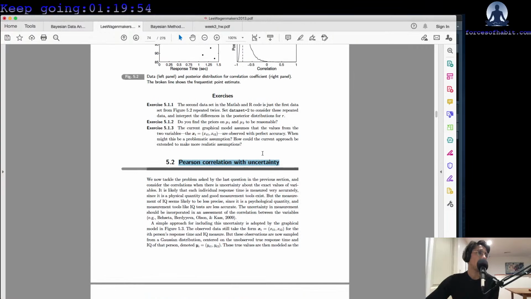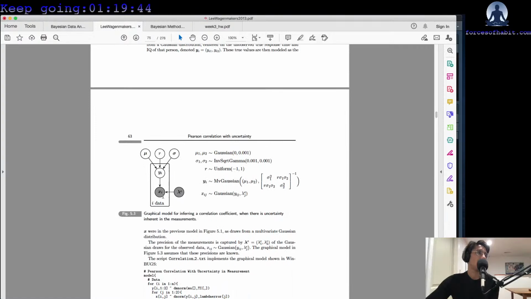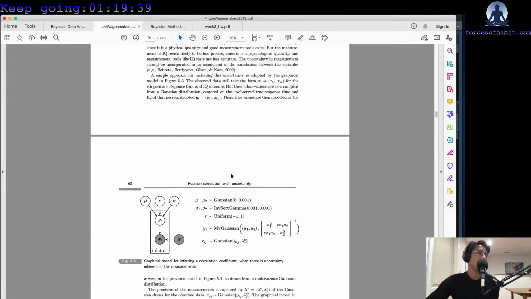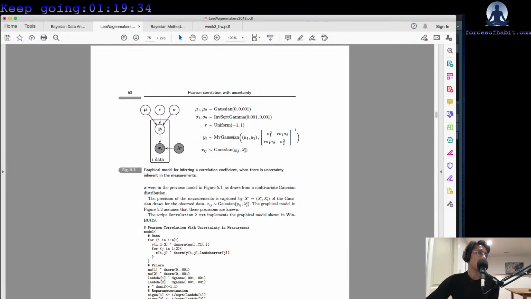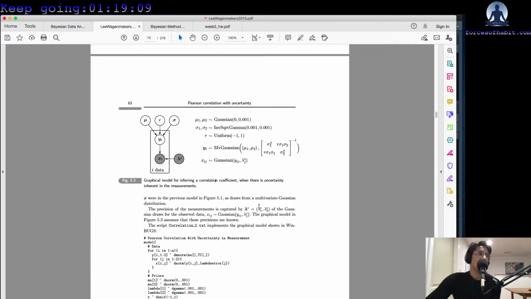Section 5.2, and we considered the Pearson correlation coefficient here, which was the graphical model for just looking at a correlation. And then we wanted to instead say that our measurements, in this case, I think it was our measurements of intelligence and response time, we wanted to model additional uncertainty surrounding those things. So the precision of the measurement was captured by these two terms, by our lambda terms, which were known, which we just specified. In this particular example, we just specified some precision terms based on what we knew in the literature to be representative of that.